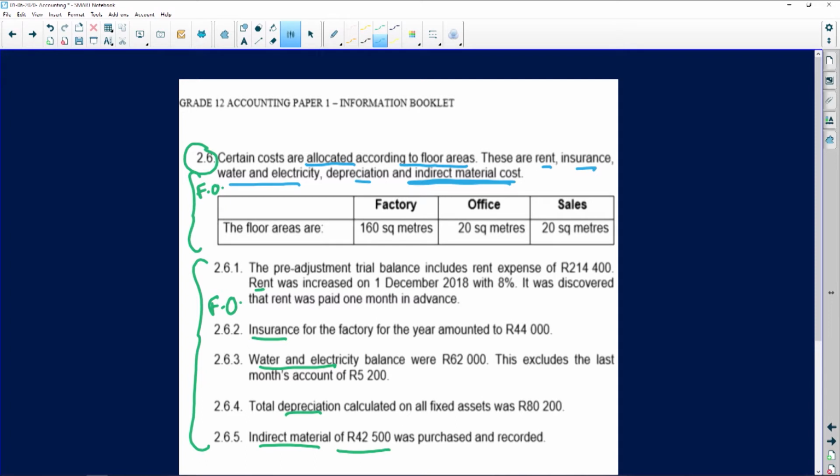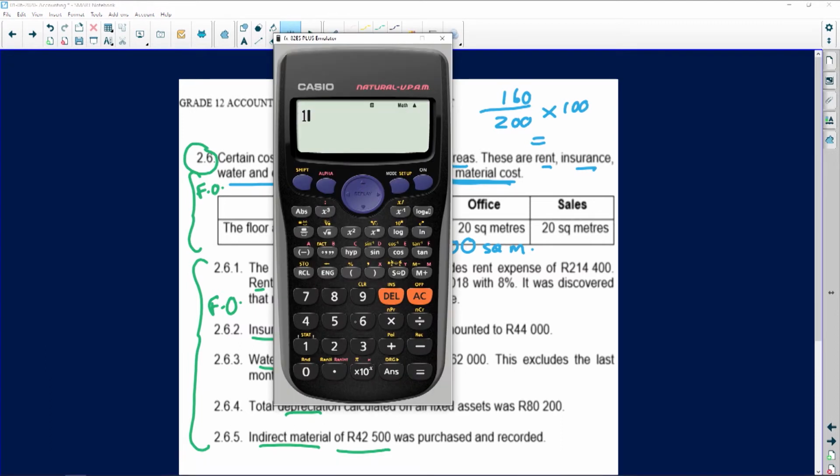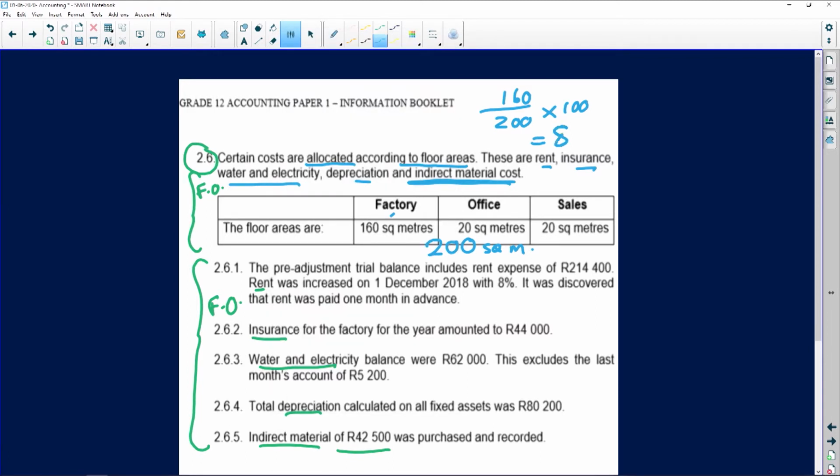So looking at the floor space: the factory, 160 square meters; office, 200 square meters; sales department, 20 square meters. So in total, the business premises is obviously 200 square meters. If I now work out the percentage for my factory, all I'm doing is taking 160 divided by 200 times 100, and the factory floor space is 80%.